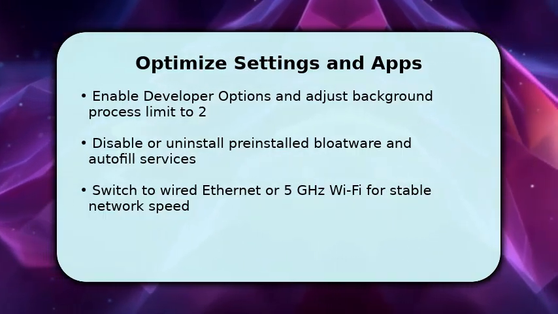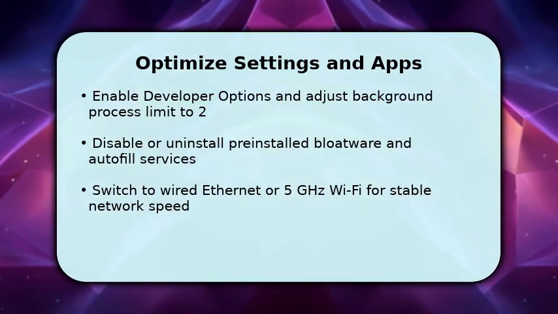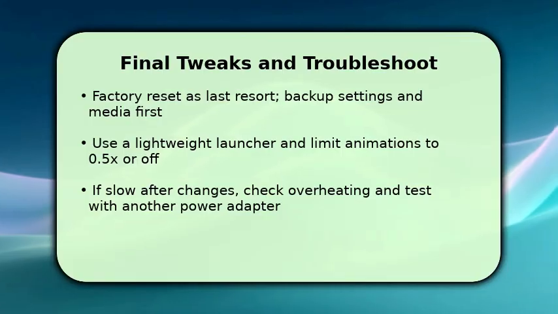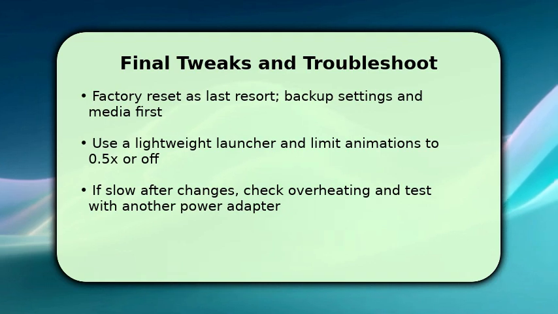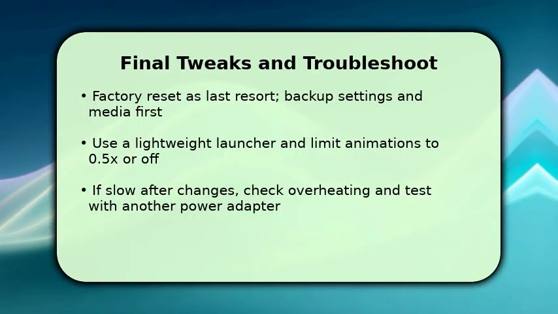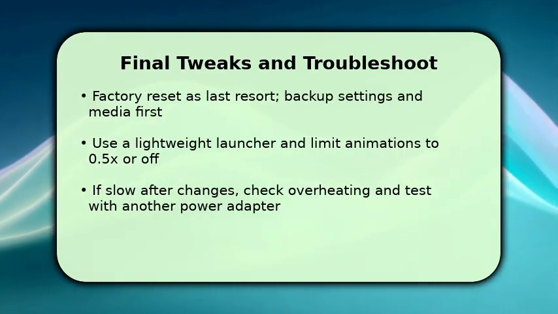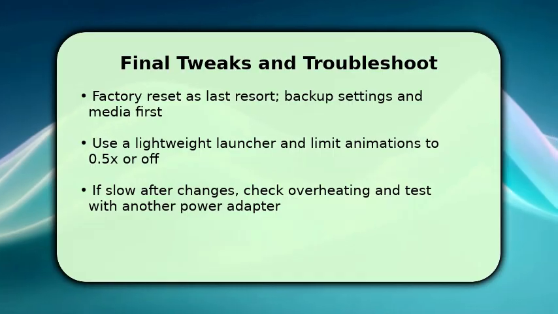You finish with final tweaks that deliver noticeable snappiness. Install a lightweight launcher and reduce or disable window animations to 0.5x or off to speed UI transitions. If apps still misbehave, clear app caches selectively or perform a factory reset only after backing up settings and media, because resets restore default performance.